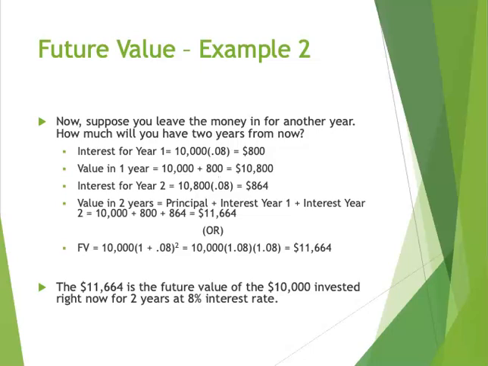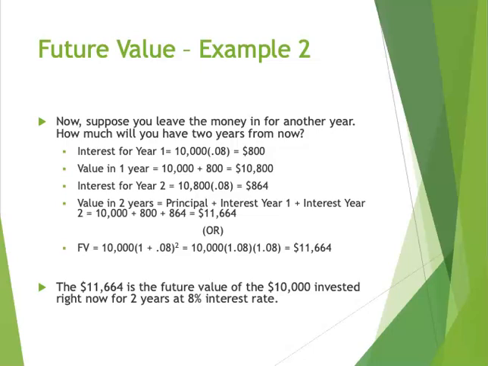So at the end of year one, the total value is 10,800, which is the 10,000 principal plus the 800 interest. Now for year two, you would earn 8% interest on the 10,800 and not the 10,000, making your interest for year two $864. So at the end of year two, the total value of the 10,000 is 11,664, which is comprised of your 10,000 principal, 800 interest in year one, and 864 interest in year two.